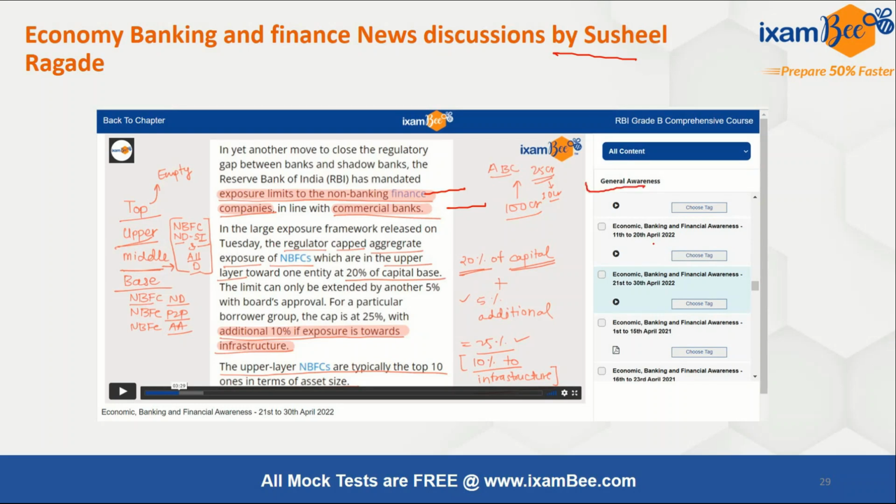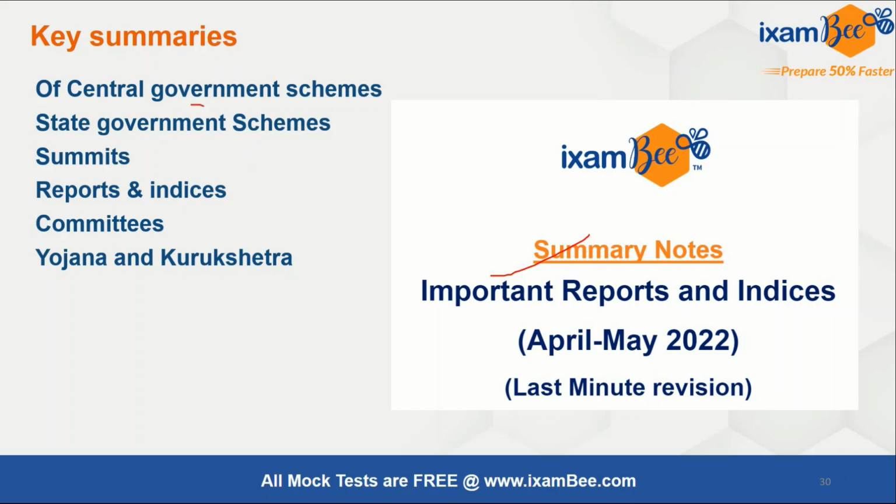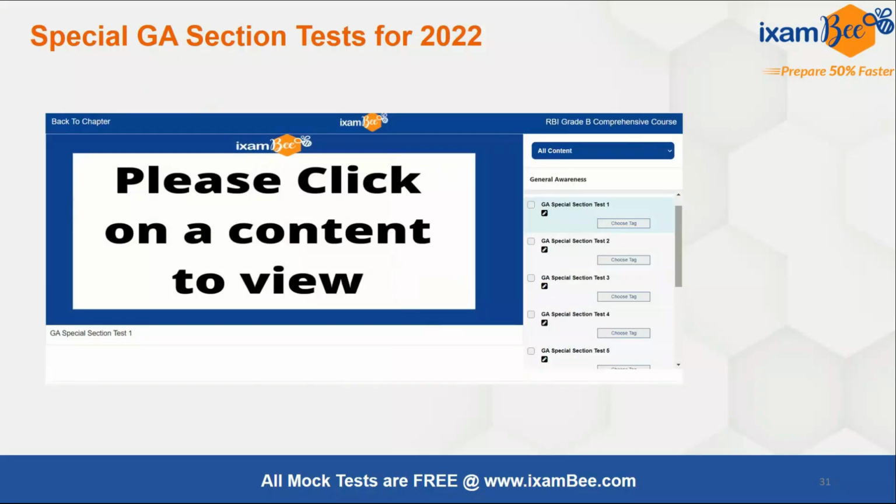Please spend time in studying from these recorded lectures by Sushil sir, which are regularly updated and very, very important for you to get this score in the real exam. Then there are key summaries, important report summaries we provide for the last minute revision, summary notes, indices, etc. Key summaries on central government scheme, state government scheme, summits, reports and indices, committees, Yojana and Kurukshetra. All these are also available in your course. Download these PDFs and then attempt these sectional tests.